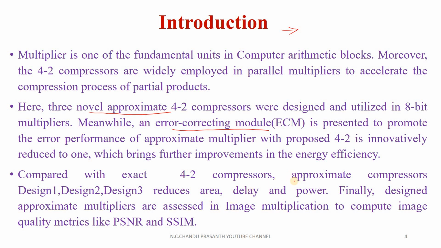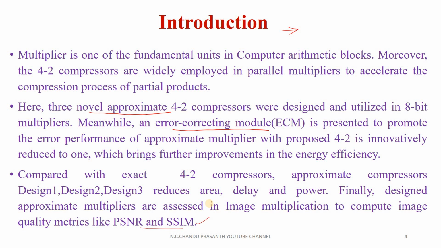Compared with the exact 4-2 compressors, the designed approximate compressors, that means the 3 approximate compressor designs, show reduced area, power and delay. When compared to exact compressors, the designed compressors reduce area, power and delay. Finally, the designed approximate multipliers are assessed in image multiplication to compute image quality metrics like PSNR and SSIM. I would like to discuss all these terms in the upcoming parts.